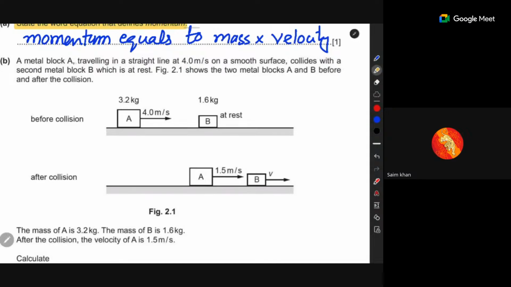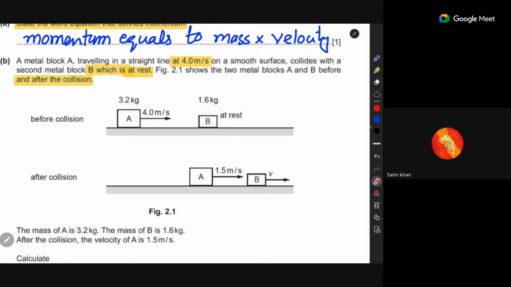Okay, a metal block A traveling in a straight line at a speed of 4 meters per second on a smooth surface collides with a second metal block B, which is at rest. Important information. Figure 2.1 shows two metal blocks A and B before and after collision. Before collision, block A has mass 3.2 and velocity 4.0. Block B has mass 1.6 and velocity 0. Sorry, I stated it wrong: the velocity of block A is 4 meters per second, but the velocity of B is 0.